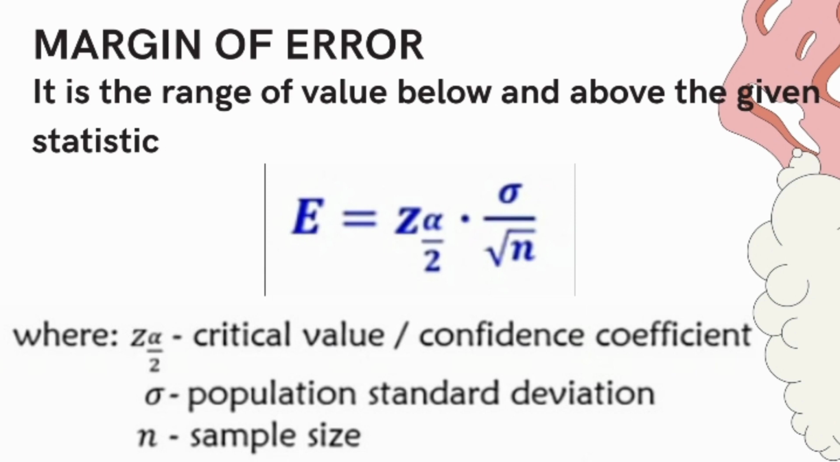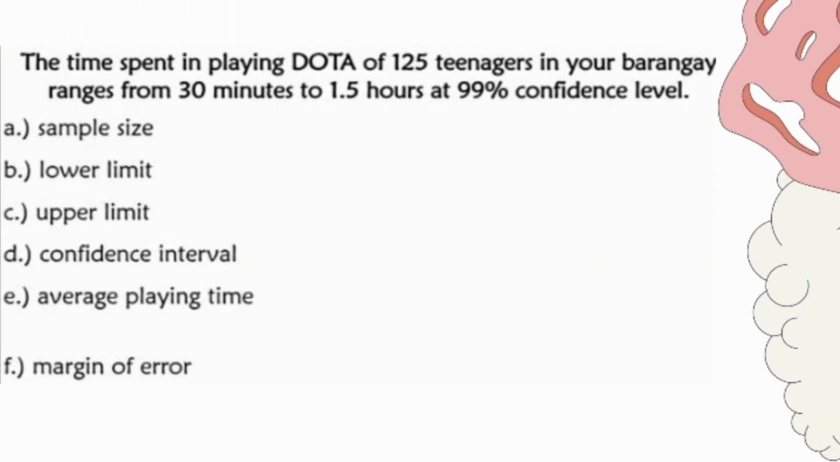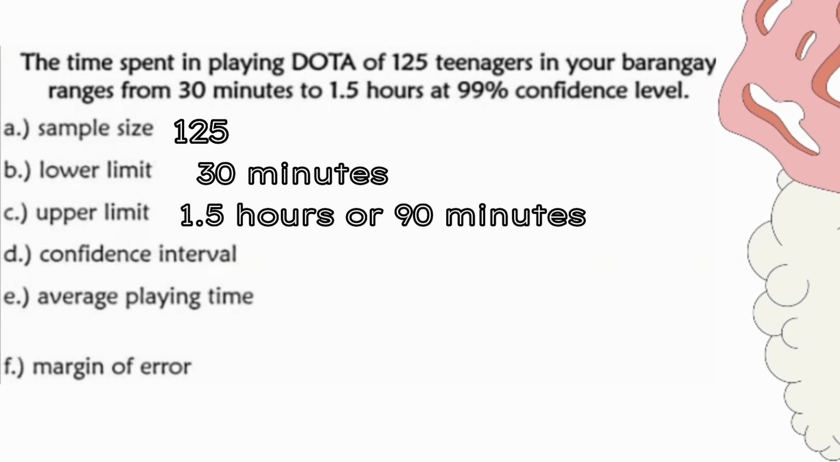Let's have our first example. The time spent in playing Dota of 125 teenagers in your barangay ranges from 30 minutes to 1.5 hours at 99% confidence level. Let us determine the following. Let's have the first one, sample size. So we have here 125 teenagers. Lower limit is 30 minutes. The upper limit is 1.5 hours, or in minutes, 90 minutes.